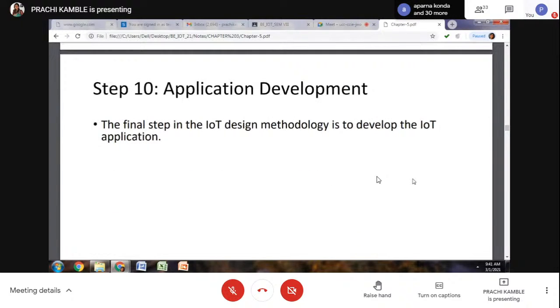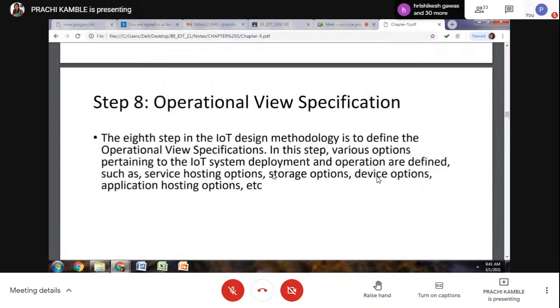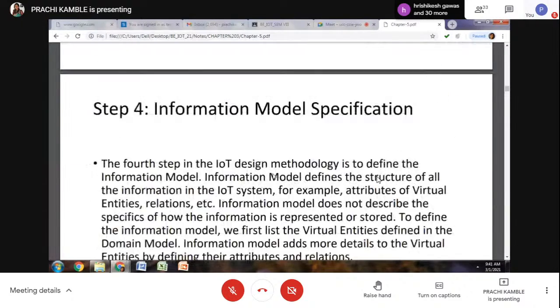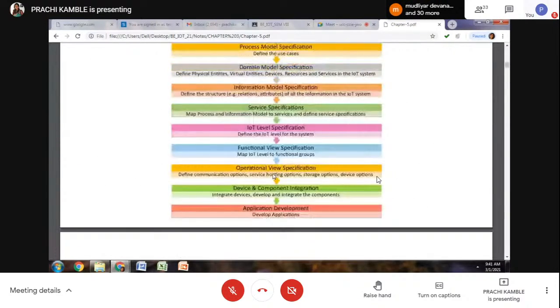The last is the application development. The final step in the IoT design methodology is to develop the IoT application. So these are the steps which you need to consider while designing your IoT level system.